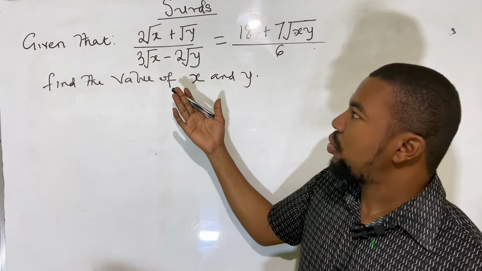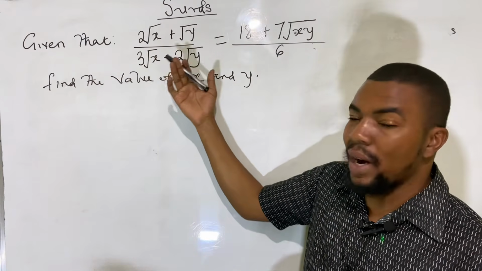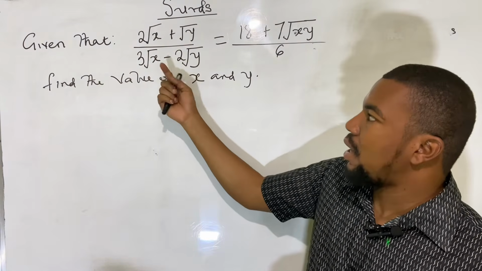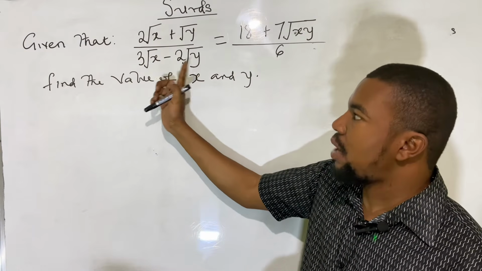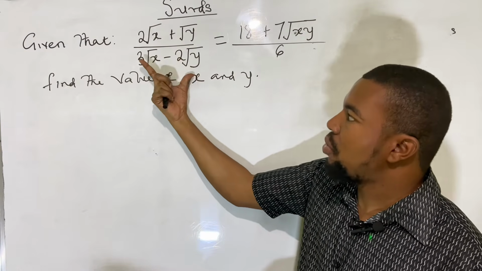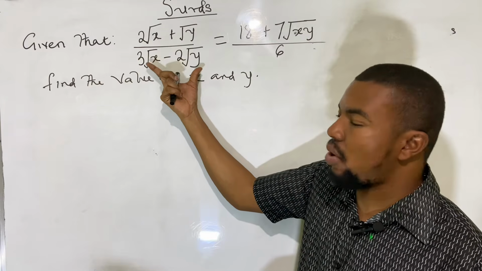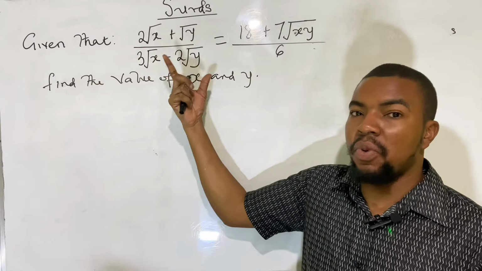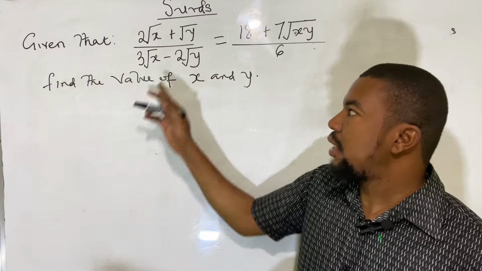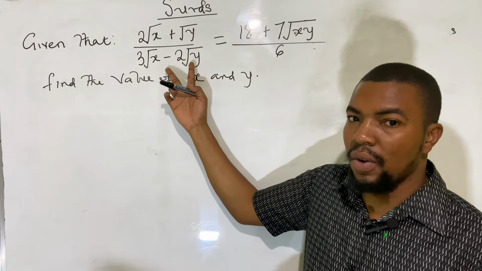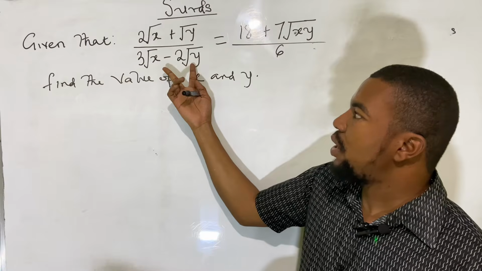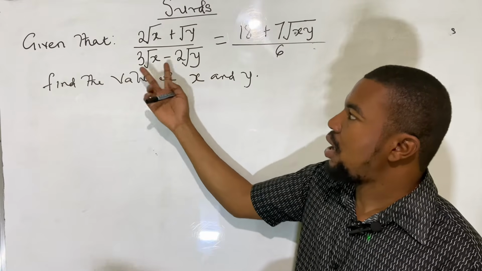All we have to do is to begin with the left-hand side. Why? Because the left-hand side has irrational numbers, and we must rationalize the left-hand side to remove these square roots from the denominator. It is not proper to leave the denominator of a fraction in surd form.